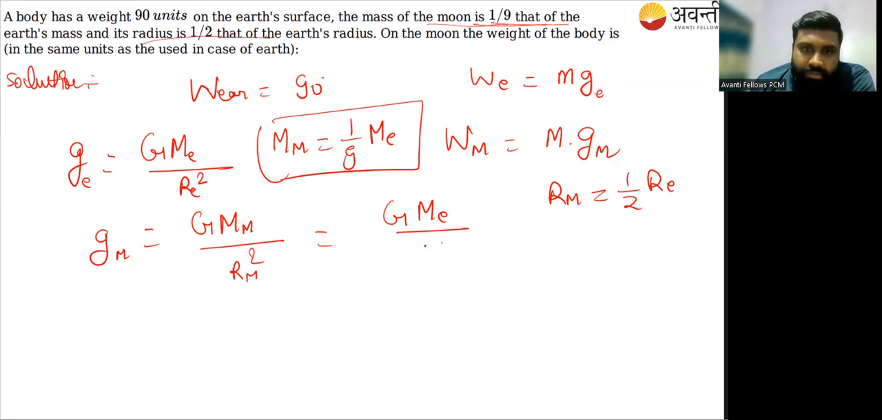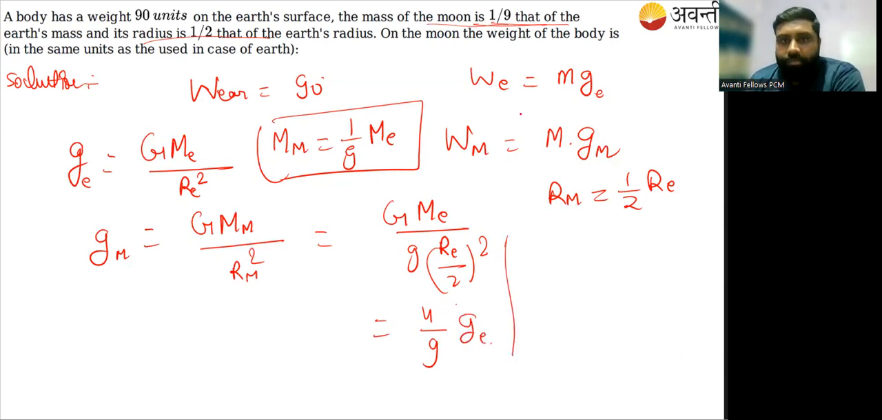Now put the value here. It will become radius of Earth divided by 2 square, and it is M_E by 9. So this 4 will go outside. It will become 4 by 9 times the gravity of Earth.